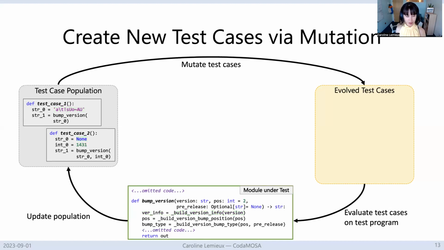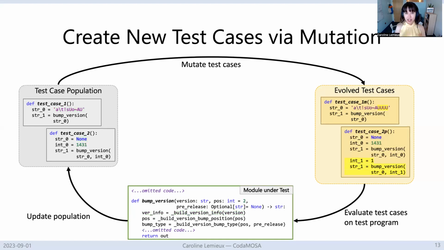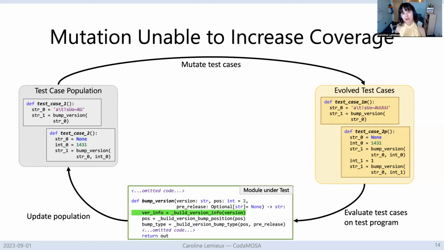So let's do that. Let's mutate the tests. Say we can update this primitive value to add a bunch of U's at the end, or perhaps we can add a new function call, and maybe that will also change the behavior of the test. Unfortunately, in both these cases, neither of these mutations are actually able to increase coverage, in that they are still calling bump version with an invalid version string, and we are still getting an exception in this first helper function. So we don't update the population.